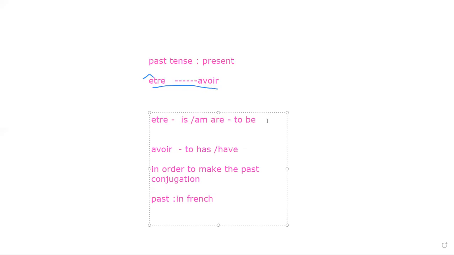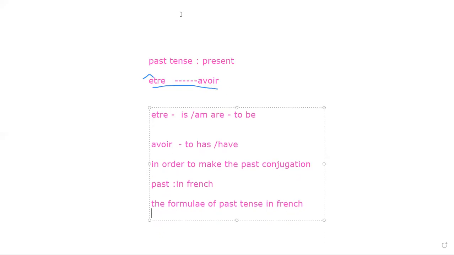Now repeat after me. The formula of past tense in French, very important to understand. Very important. The formula of past tense, that's a rule. Now, for example, you have verb parler, P-A-R-L-E-R. Now, parler is my verb to speak. Clear? Is it clear to you?